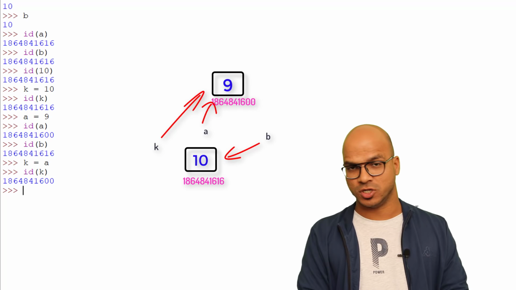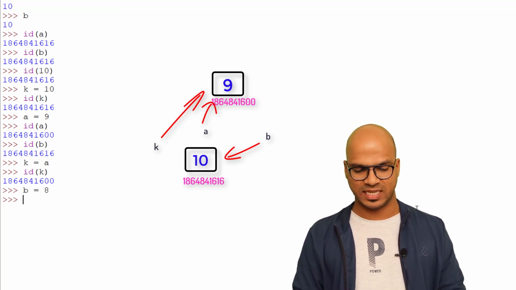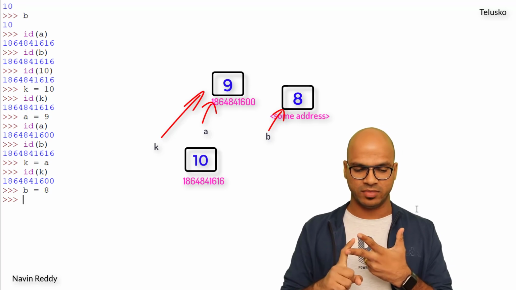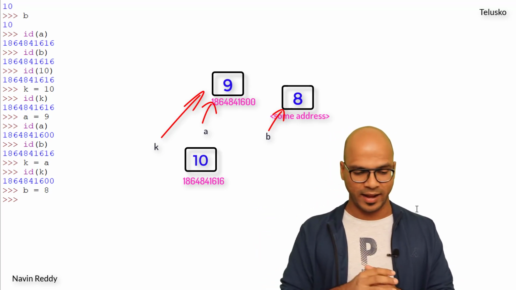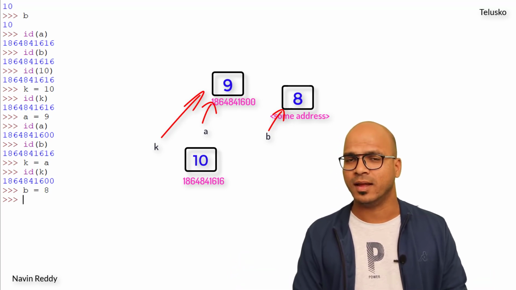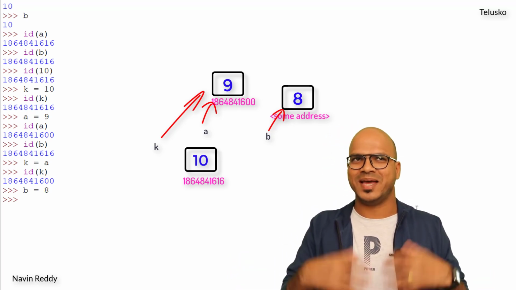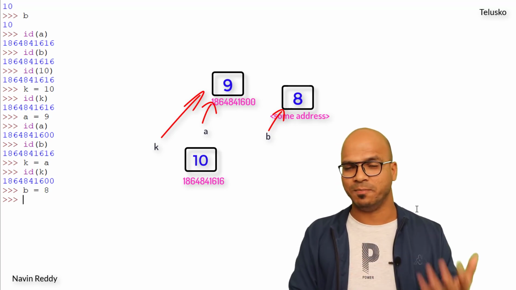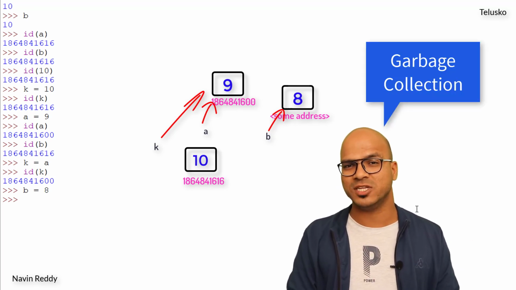What if in future even b is referring to a new value, let's say 8. So in total we have three boxes now. So a and k, they are referring to 9, and we have b referring to 8, and no one is referring to 10. Now what will happen to 10? Now 10 is there, right? 10 is there in the memory and no one is using it. And that's where in Python we have a concept of garbage collection.